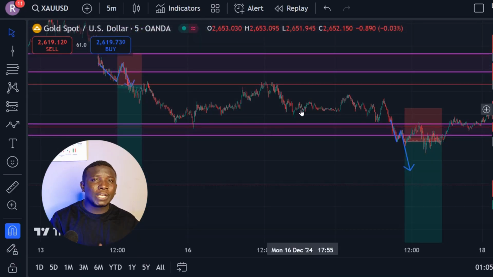Now, the major question about this strategy is how do you set the stop loss and how do you set your take profit? That's what I'm going to be treating carefully in the next video. I'm pretty sure you want to be sure on how to take this trade, have a proper take profit, and have a proper stop loss so that you're going to have good risk management.